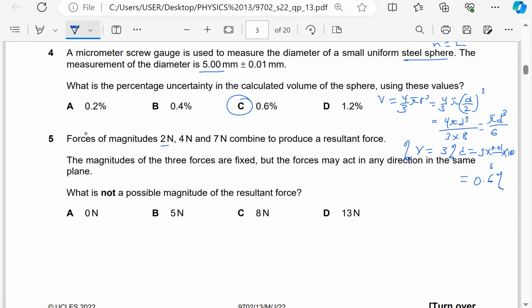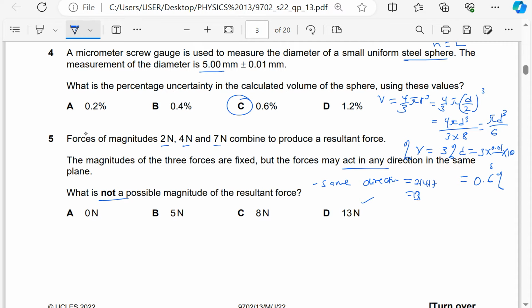Forces of magnitude 2, 4, 7 combined produce a resultant force. The magnitudes of the three forces are fixed, but the forces may act in any direction in the same plane. What is not a possible magnitude of the resultant force? Of course, if they act in the same direction, the total will be 2 plus 4 plus 7, which is 13. So this one is part of the resultant.